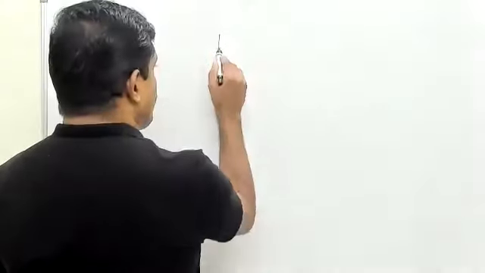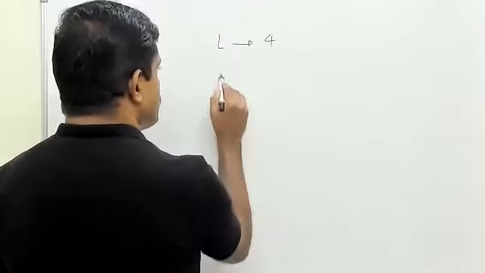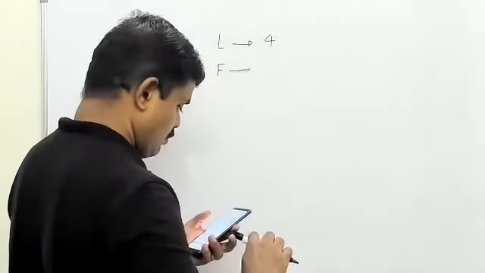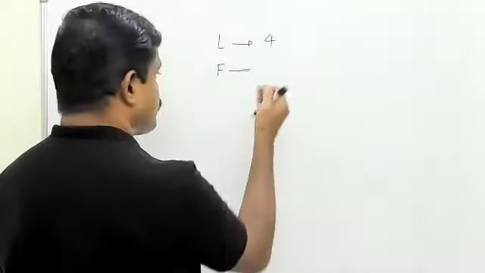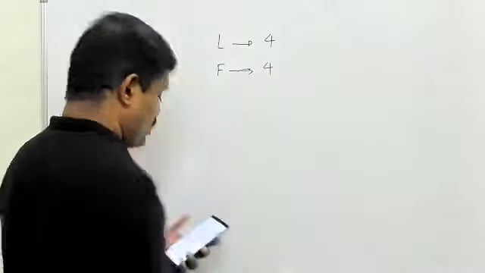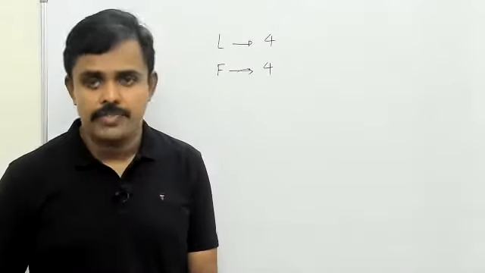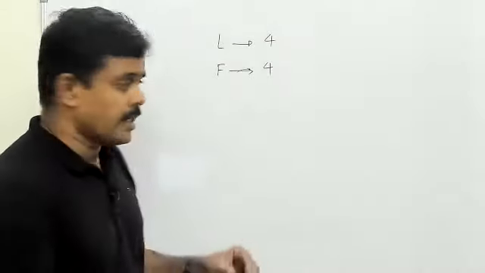So unit of length is increased to 4 times. Unit of force is increased to 4 times. Length and force are increased to 4 times, then unit of energy is. Tell me, look at this.